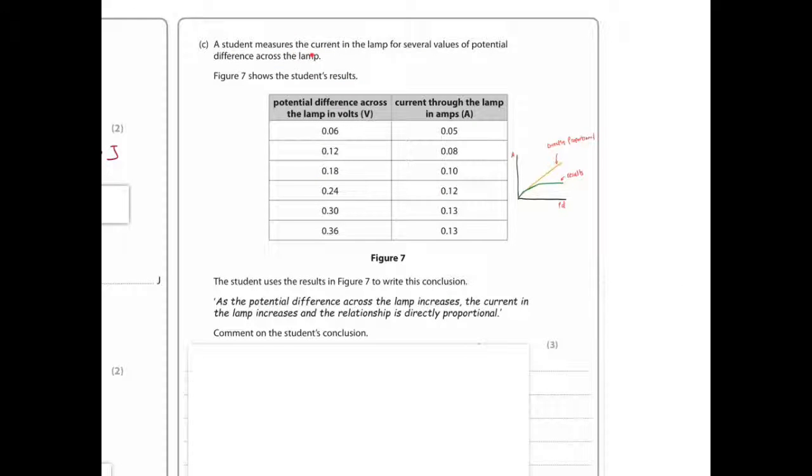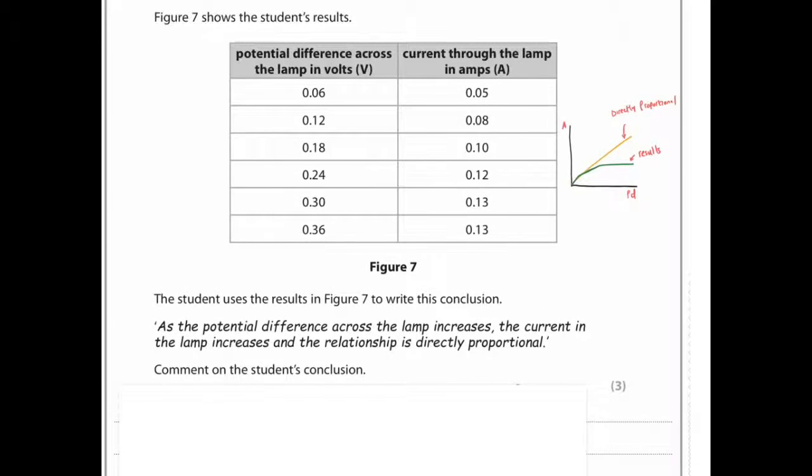The student measures the current in the lamp for several values of potential difference, voltage, across the lamp. Here you see the results, 0.6, 0.12, 0.18 and so on. You can see the current increasing as well. Now, let's just have a look at this before we move on. You can see that it's increasing, and then it's starting to decrease, well, not decrease, but the increase is getting less, and then it's leveling off. So we're getting this shape here, not this shape here. Just be aware of that, and I'm sure that will be referenced in the question coming up. Always take time to look at a table and see the pattern.